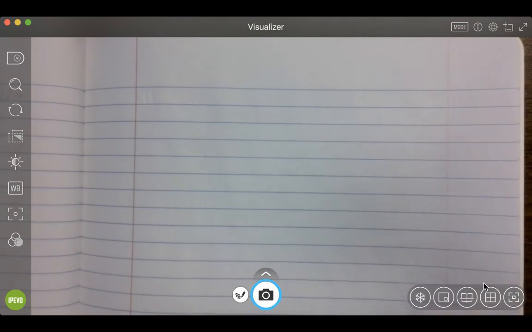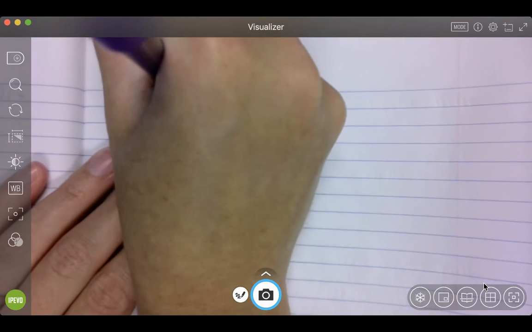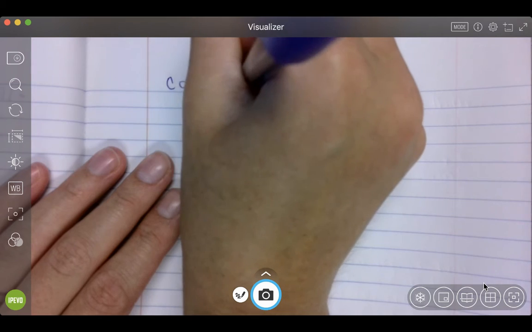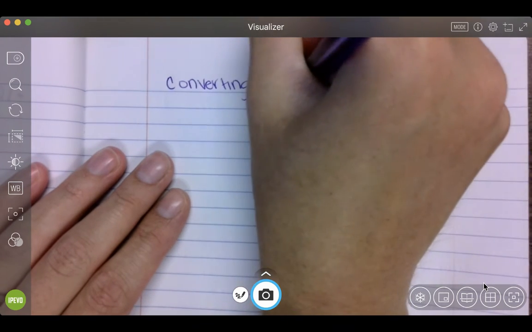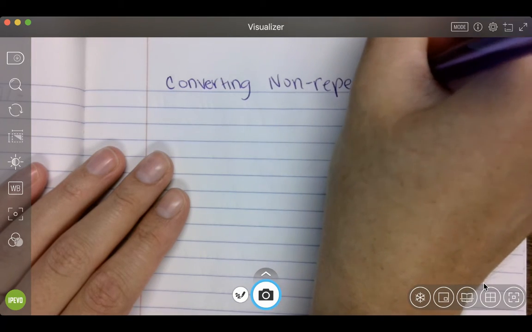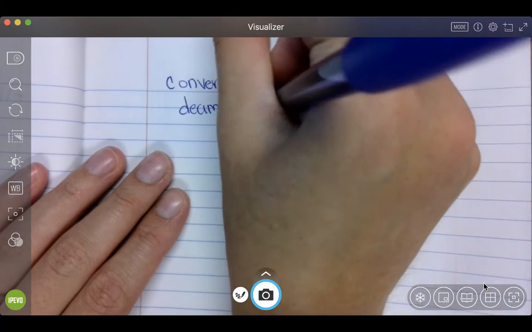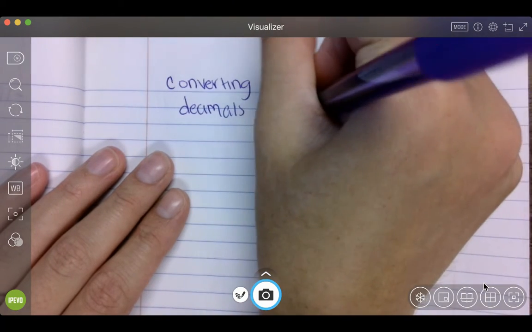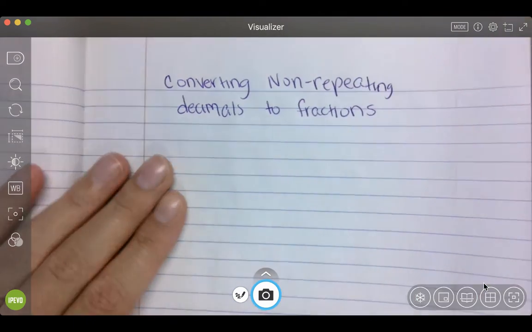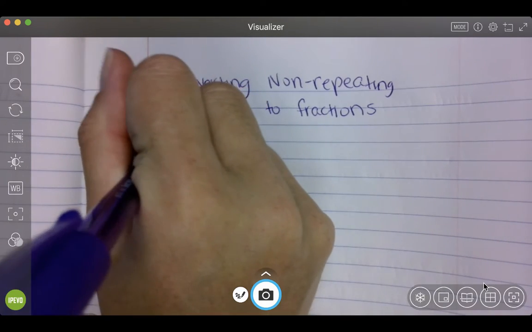All right, so the last notes that we're going to do today is converting non-repeating decimals to fractions. Converting non-repeating decimals to fractions. Okay? So this one's a little bit easier, right?